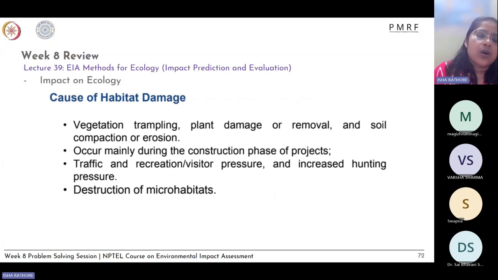Then also identifying the causes of habitat damage because of your project. Where vegetation trampling is happening, whether plant damage or removal is happening because of any sort of activity in your proposed project. So plant damage or removal and soil compaction or erosion, where the topsoil is being removed and replaced, occurs mainly during the construction phase of the projects, along with traffic, recreation or visitor pressure, increased hunting pressure and destruction of microhabitats.